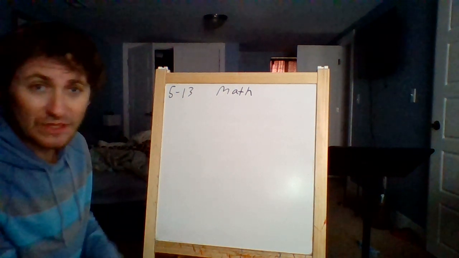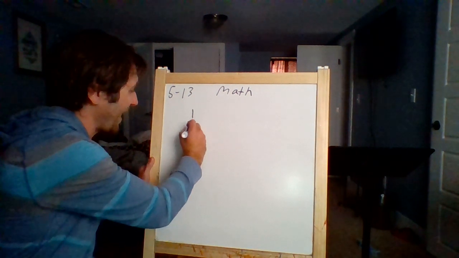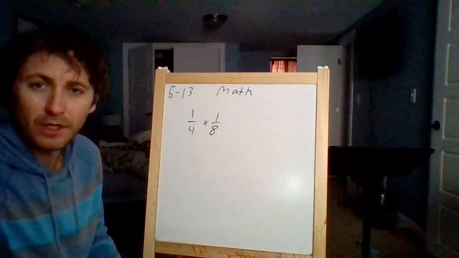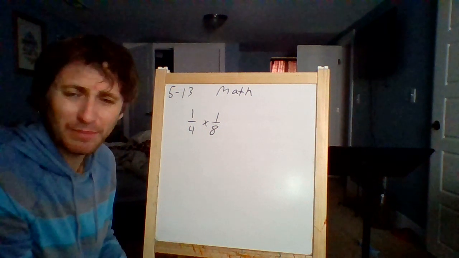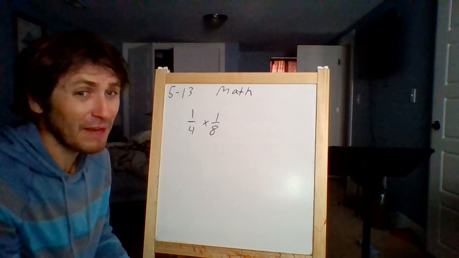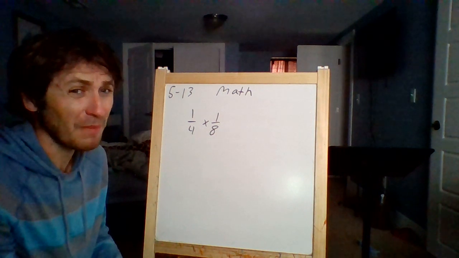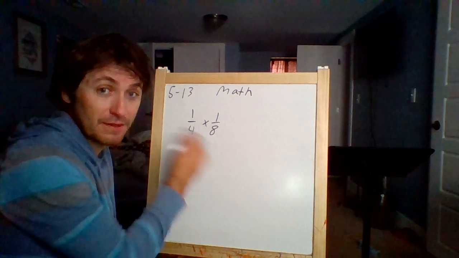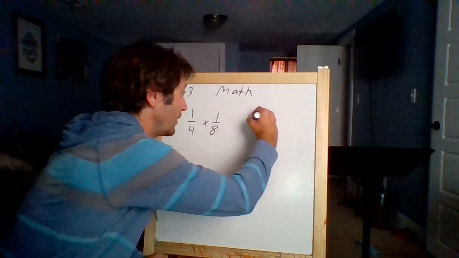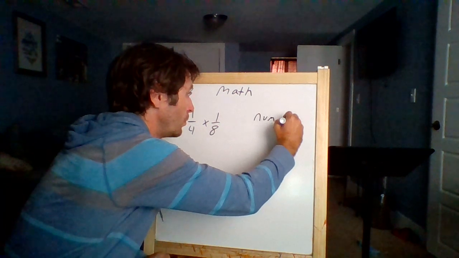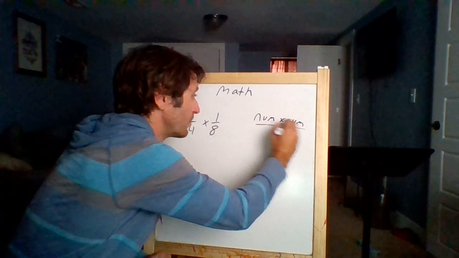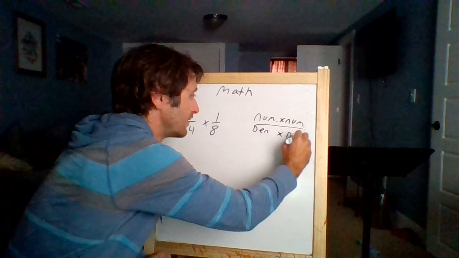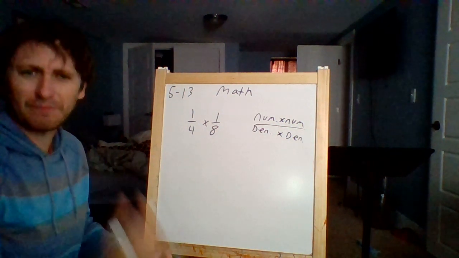All right, let's look at this. Let's say I have 1/4 times 1/8. So I have 1/4 of a pizza times 1/8 of a pizza. I'm going to be left with a really, really small amount of that pizza, right? But I've got to do top times top, bottom times bottom, right? Numerator times numerator, denominator times denominator. We just have to practice that and practice that until we get it.